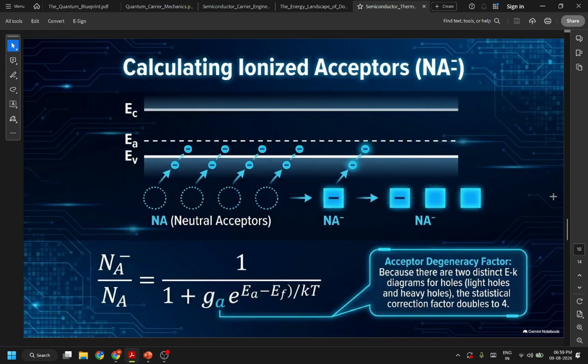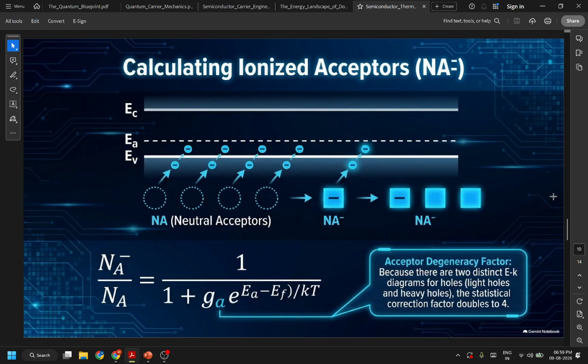Similarly, for calculating ionized acceptors, the function will be Na minus, Na⁻ equals 1 divided by 1 plus Ga e power (Ea minus Ef) by kT, where Ga is your acceptor degeneracy factor.